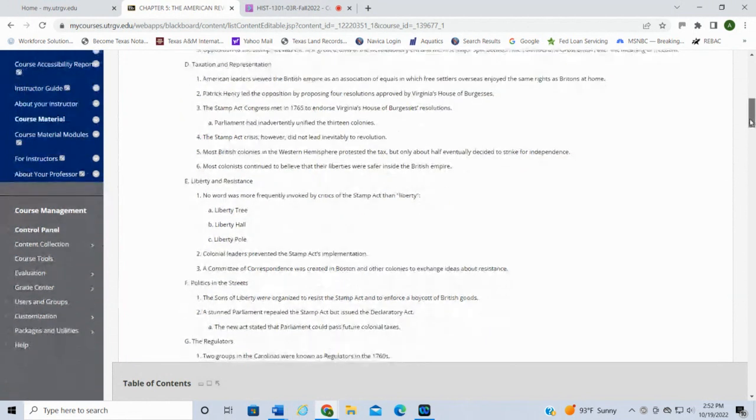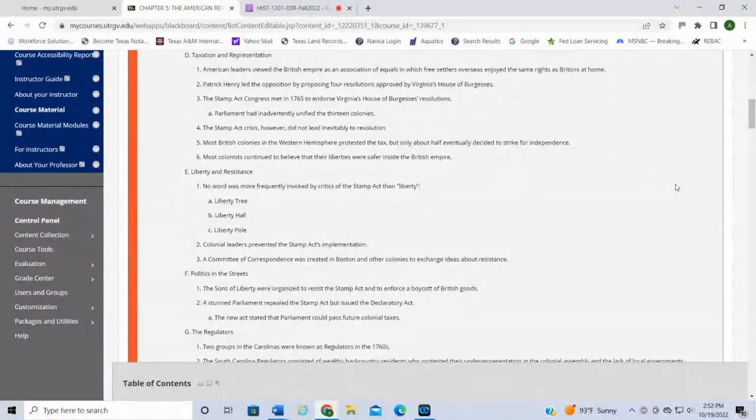Then, of course, we started to see more of these protests, right? No word was more frequently invoked by critics of the Stamp Act than liberty. So we have Liberty Tree, Liberty Hall, Liberty Pole. This is where people would gather together and hold protests, where they would even have funerals where Liberty was being buried. Pretty funny stuff, right? I think political humor is very funny, and I always find a lot of that stuff funny, because you also have to be smart to get it.